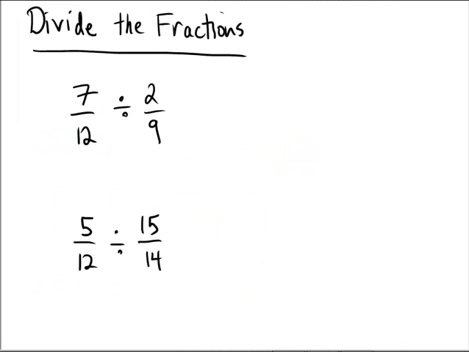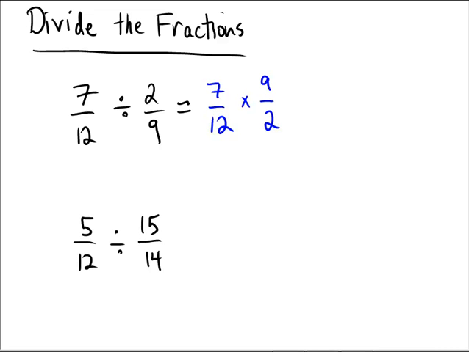The next problem has us dividing a couple of fractions. So the first problem is 7/12 divided by 2/9. Okay, now this is equal to 7/12, the first number, and instead of dividing by the second fraction, we can perform multiplication by the reciprocal of the second fraction. So instead of dividing by 2/9, we multiply by the number 9/2.